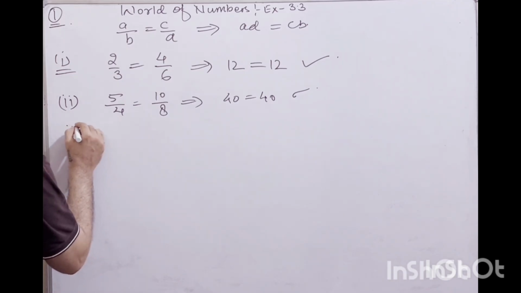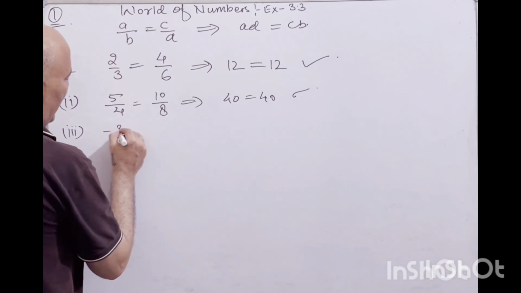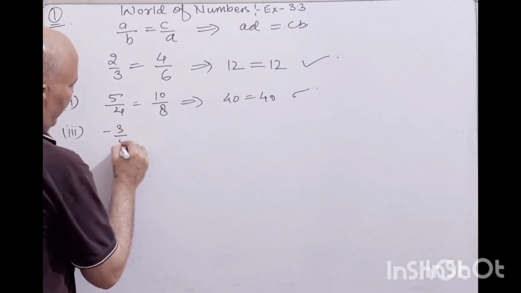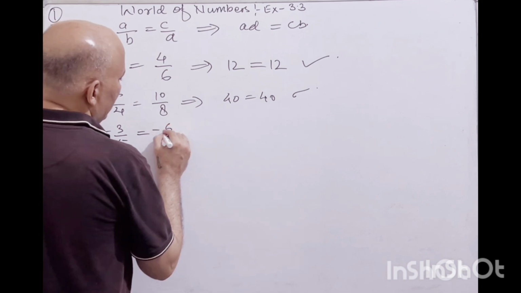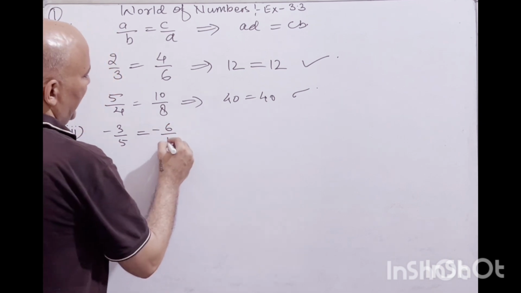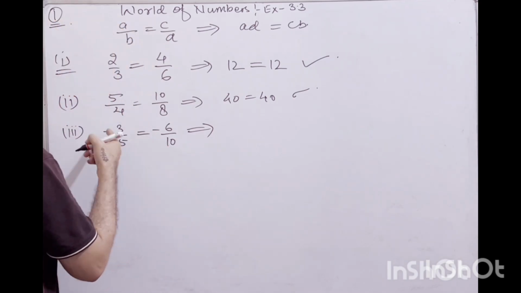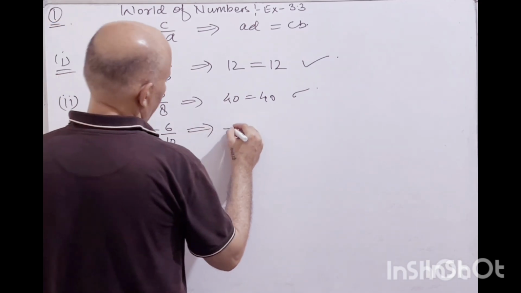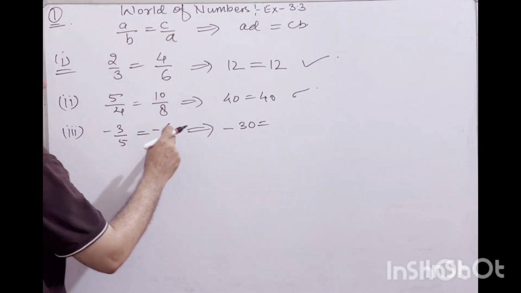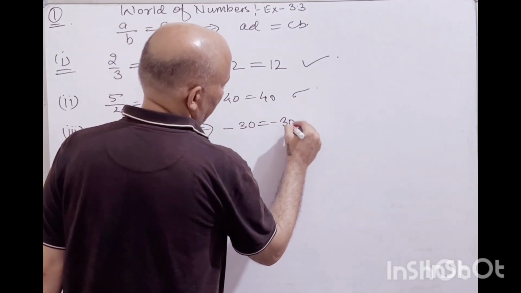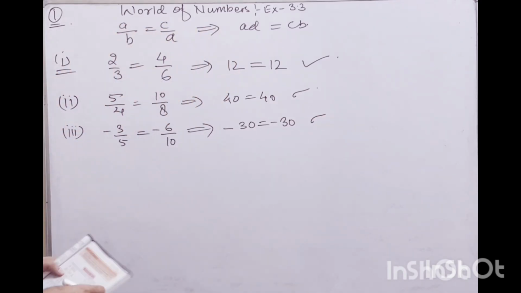Then in the third case we have been given -3 upon 5, and the other rational number is -6 upon 10, right. So again cross multiplication, 3 multiplied by 10 that is 30 minus, and 5 multiplied by -6 that is again -30, which is equal. -30 minus 30 equal.